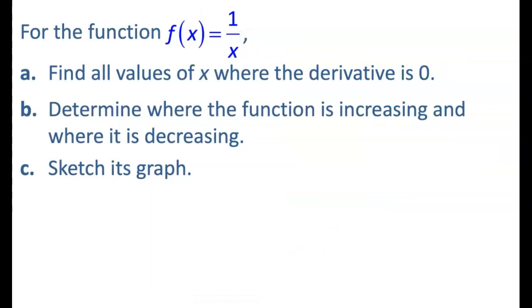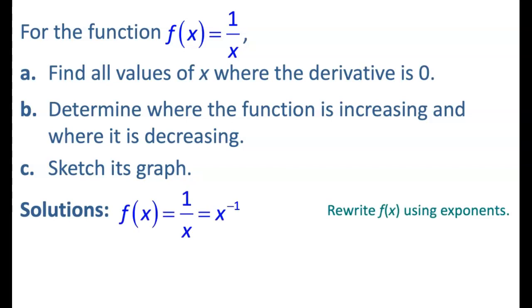All right, let's take a look at another example. This example is important because it brings up another really integral aspect of what we're doing, finding maxima and minima. The function is 1 over x, simple enough function. Again, we're going to do what we did in the last example. We'll find all the values of x where the derivative is equal to 0, right? Those will be our horizontal tangent lines. And then we'll determine where the function's increasing and decreasing, and we can sketch the graph again.